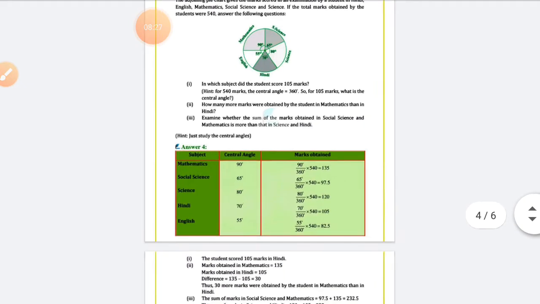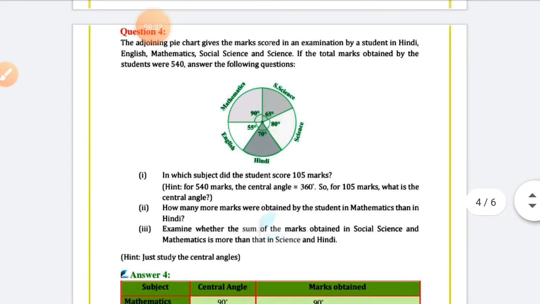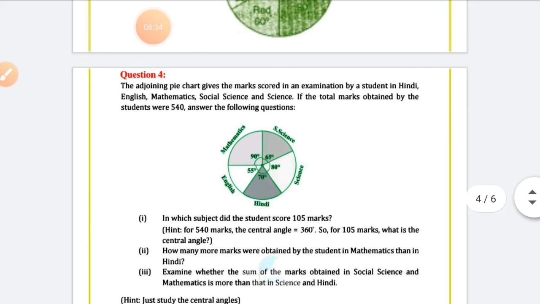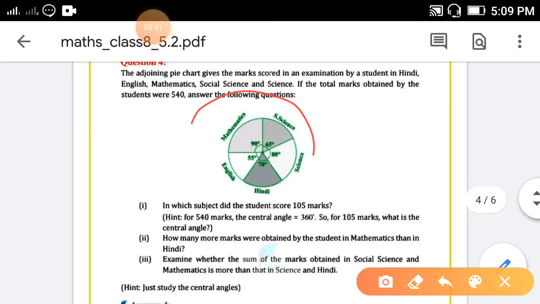For question number 4, what is the data? You can see the data is given in degree form. So there is a possibility you need to convert data; here the subject names are given, math, science, so you have to convert degree form into marks. What is the score of the student? Okay.